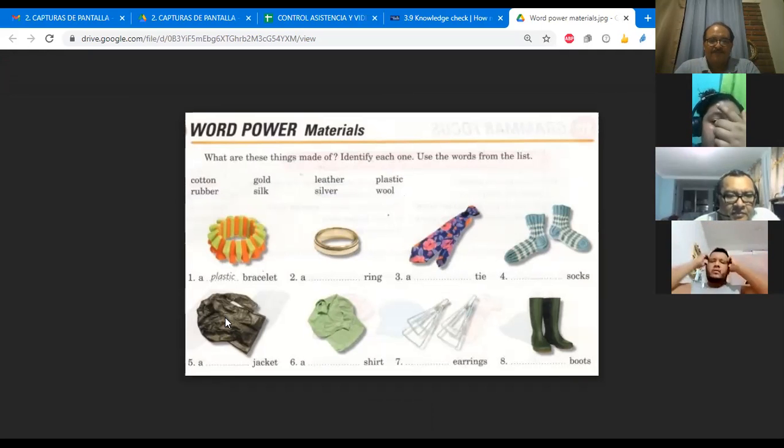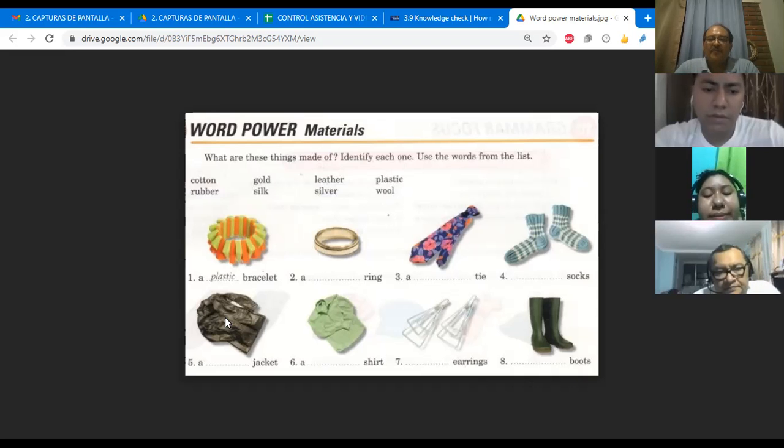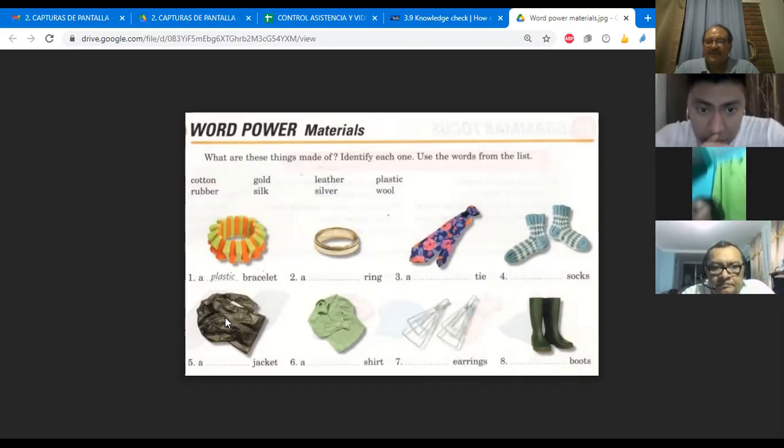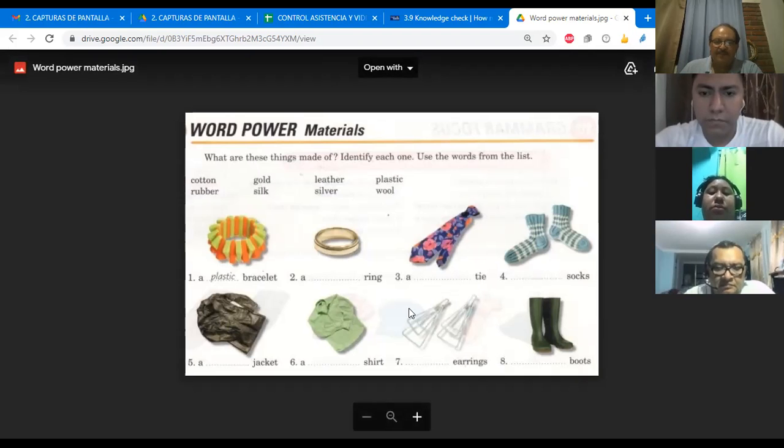Okay, made of leather. What about the shirt? Cotton, right? It's made of cotton. And the earrings? Silver. Silver earrings. And the last one, the boots. Rubber, right? And now these are the colibri boots, made of rubber, especially for winter and probably in the snow. Okay, no problem with the vocabulary.